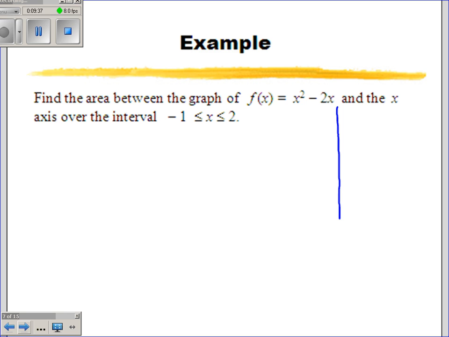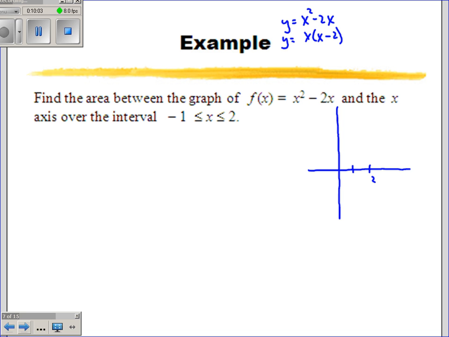Now, I know this is a parabola, x squared minus 2x. I could find the vertex. It's important to know where the vertex is, but the easiest way for me to graph these usually is to go ahead and get the x-intercepts. I can factor this. That's x times x minus 2. The x-intercepts are at 0 and at 2. I know where it's crossing the x-axis. So 0 and 2.